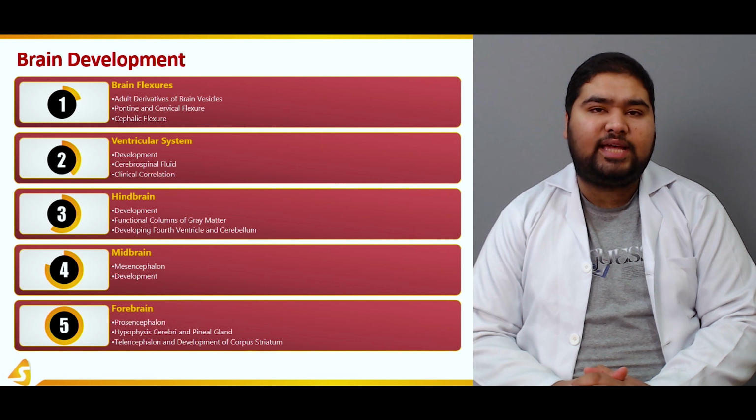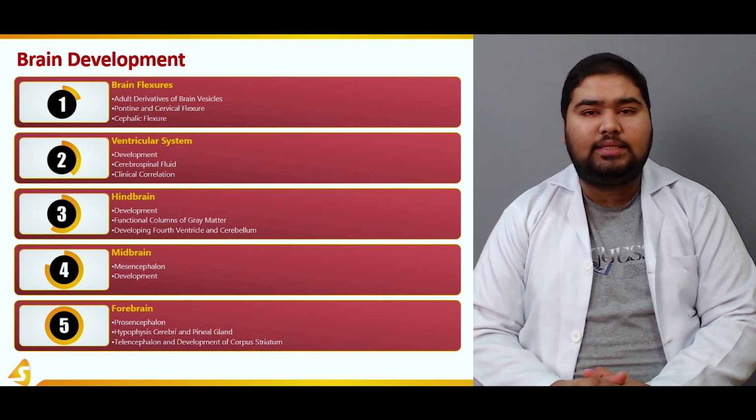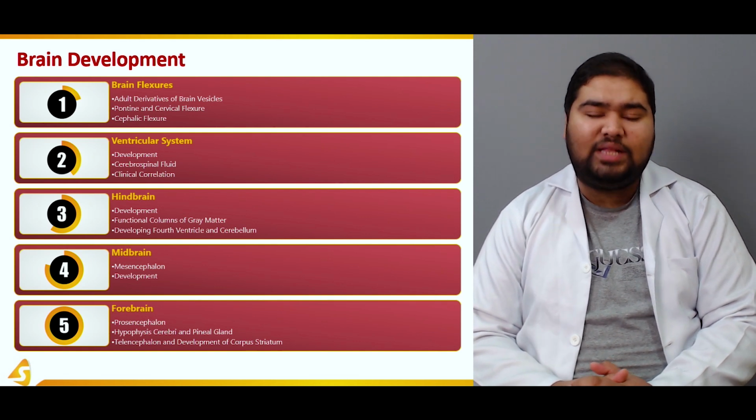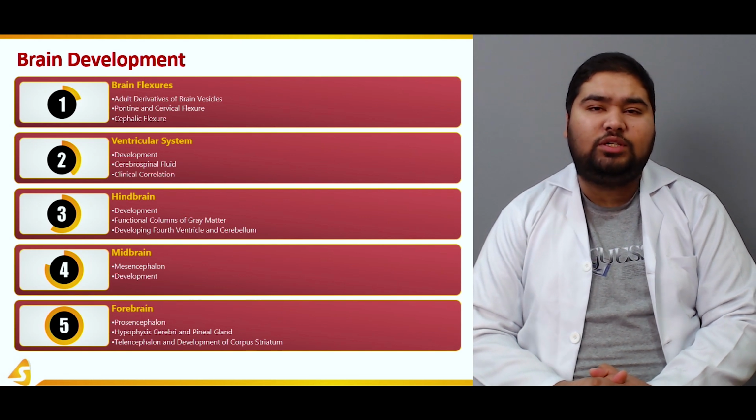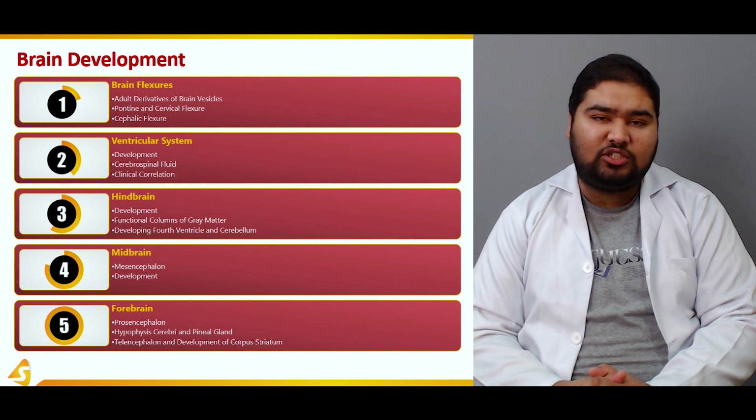Then in the third section, we'll talk about the hindbrain. The hindbrain is the last or the posterior most portion of the brain. We'll see how it forms, what are the embryological sources, and what are its adult functions.